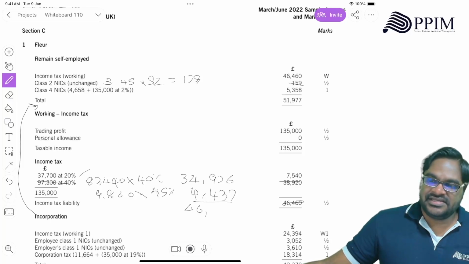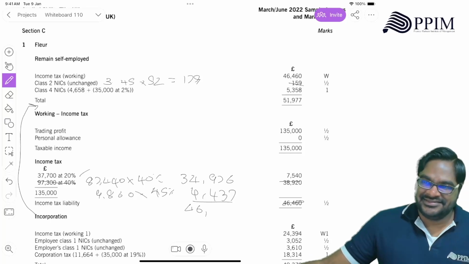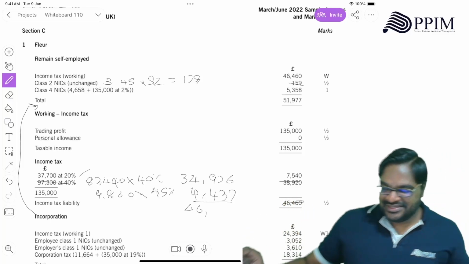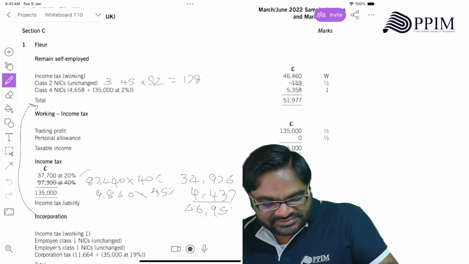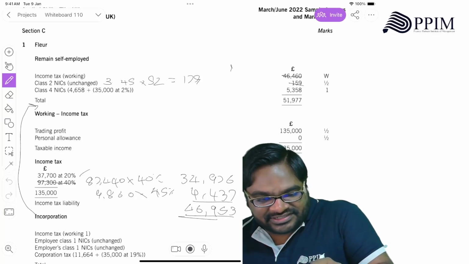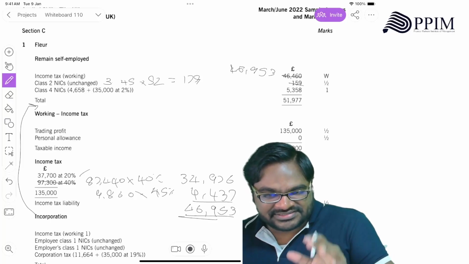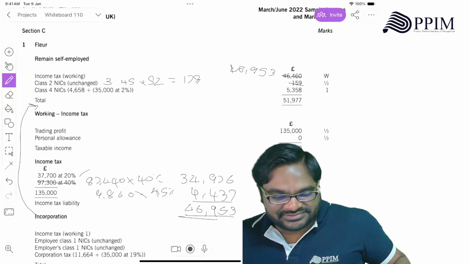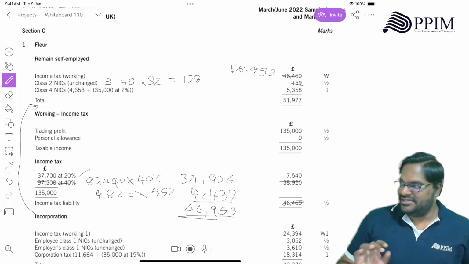If she operates as a self-employed person, will there be a director's remuneration? No, right? Two different situations. What's the answer? 46,953, right? Then this one also should be 46,953, okay. So income tax on the summary also needs to be changed there. Right.